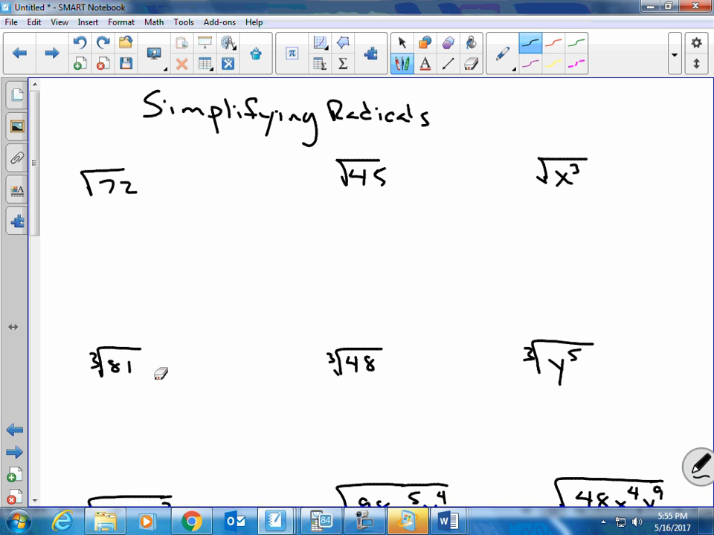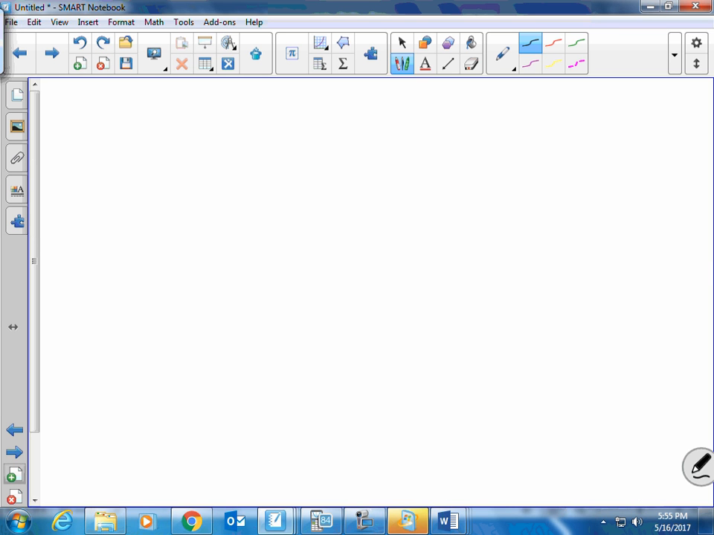So, looking at simplifying radicals. Before I do something like the square root of 72, let's go back to something easy. Square root of 25. What number times itself gives me 25? 5. Cube root of 27. What number times itself 3 times gives me 27? 3, because 3 times 3 times 3 is equal to 27.